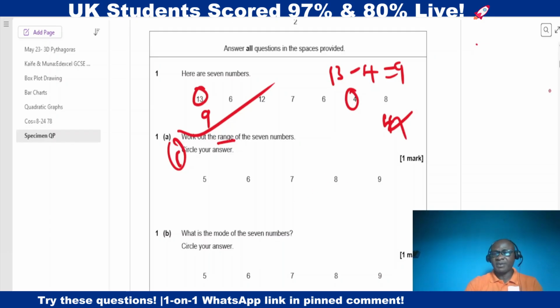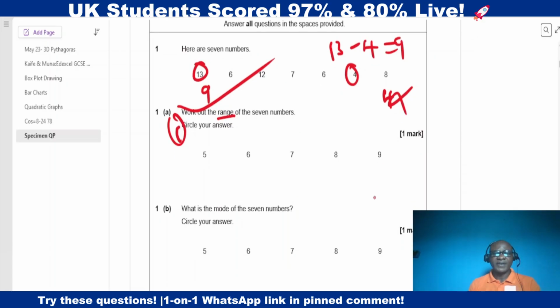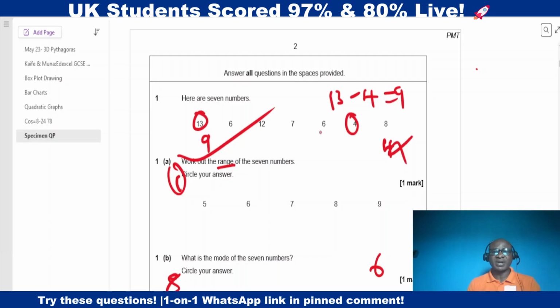Number B. Mona, give me your answer first. 6. And Kaife? I got 8. Okay, so the question is asking you for the mode. Mode is the most frequent number, the number that occurs more than others. So you can see 8 here once, throughout. There is no other 8. And then for 6, 6 appeared 2 times.